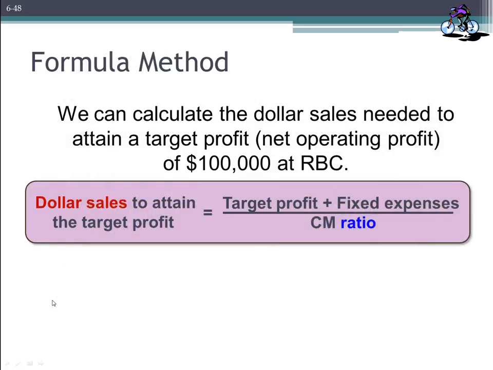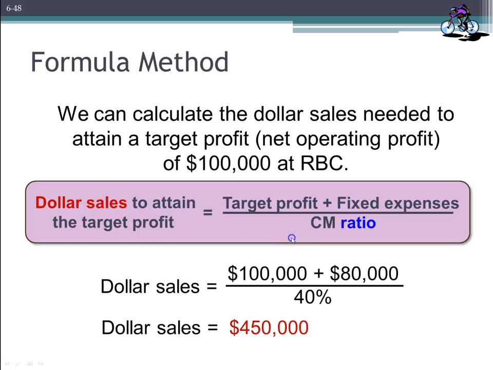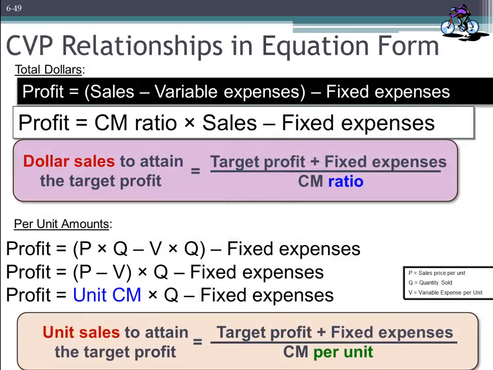Moving over to the formula method, which is the exact same thing with all that algebra already done for you and that dollar sales figure, that unknown variable already isolated, but it's the exact same thing. All we'll be doing is plugging in these numbers that we already know and solving the simple arithmetic. Target profit is once again $100,000. Fixed expenses we know are $80,000. Add those up and then just divide by the 40% ratio. Very simply, $450,000.